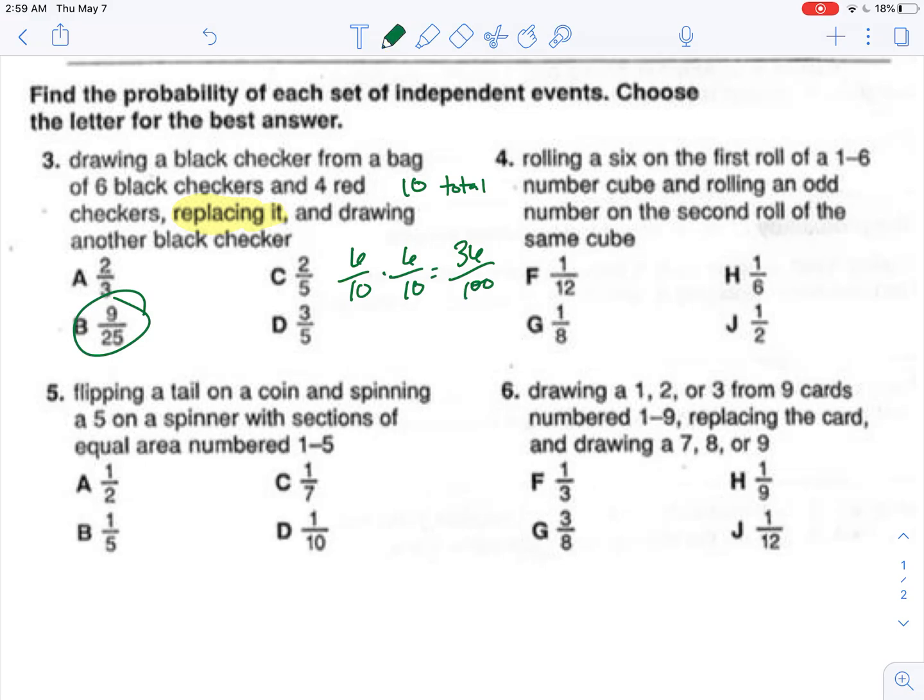Now, number 4, again, independent events, rolling a 6 on the first die, so that's 1 out of 6, and then rolling an odd number. Well, how many odd numbers do I have? I could roll a 1, a 3, or a 5, so that's 3 options out of 6. So if I multiply across, I would get 3 36ths, or 1 over 12.